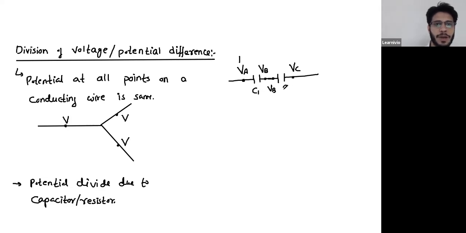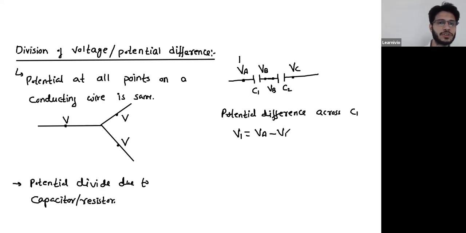This is capacitor C1, this is capacitor C2. For the first capacitor, at the left end potential is VA, over the right end potential is VB. For C2, at the left end potential is VB, at the right end potential is VC. If I ask you to calculate potential difference across C1, then potential difference across C1 is V1, which is VA minus VB. In the same way, potential difference across C2, let's write this as V2.